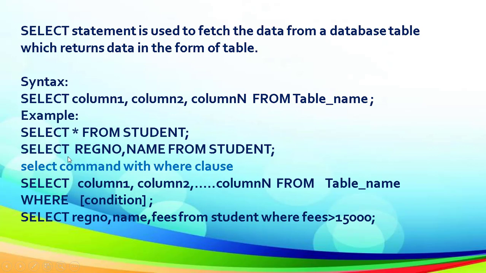So the data can be displayed based on a condition, or without a condition. If the entire data has to be displayed from the table, you use select asterisk from student. If only certain columns have to be displayed, you can specify the column names, like register number, name. If you want to display them based on some condition, you can use the where clause, for example where fees greater than 15,000, so that the data of those who have paid more than 15,000 will be displayed.